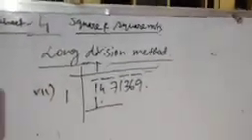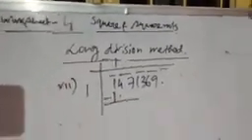Now square root. The first number is 1. So if we put 1 here, we will also put 1. Then 1 into 1 will be 1. As 1 is a single number, we will put 1. 1 into 1, 1. If we subtract, this is 0. We need not write 0. The next two-digit number is 47, so therefore it is 47.